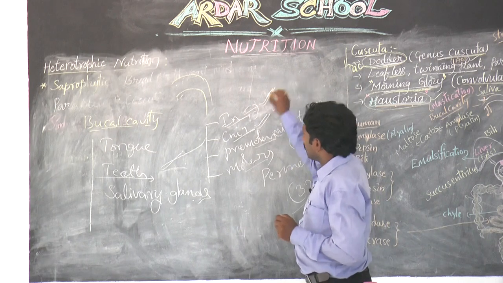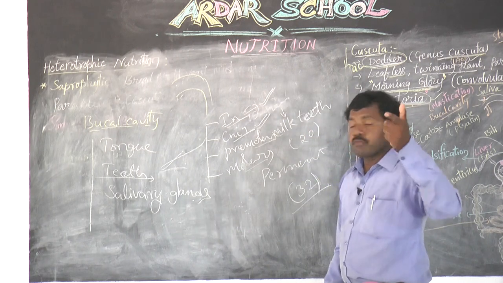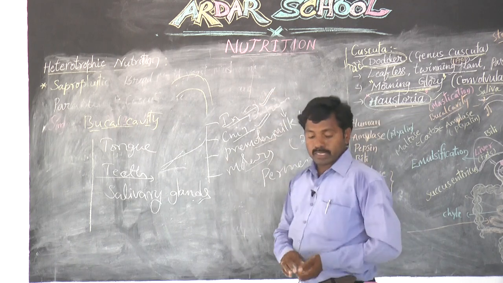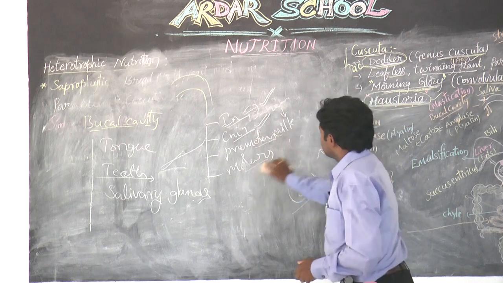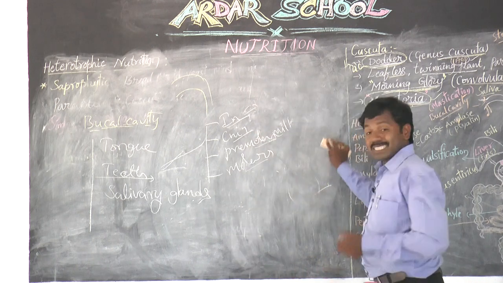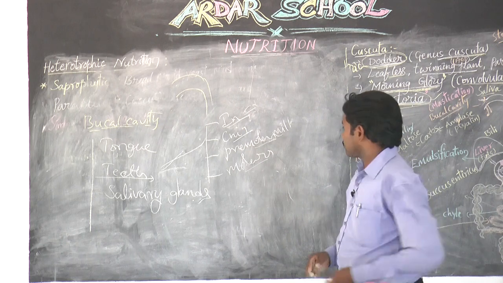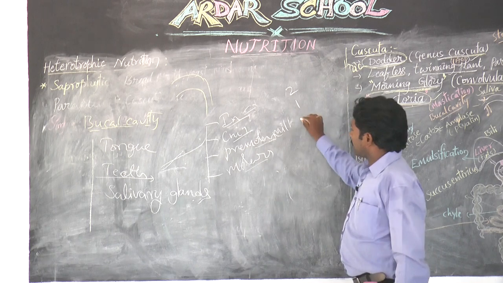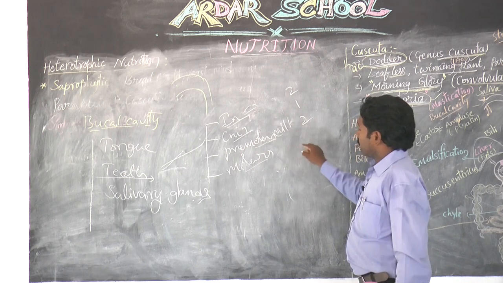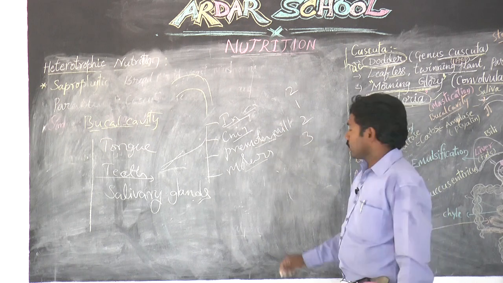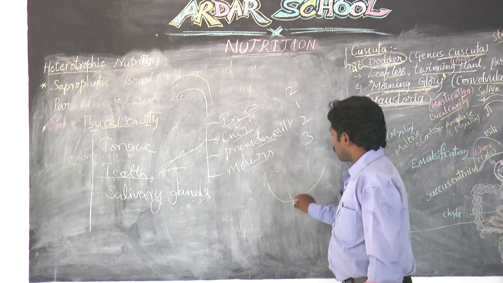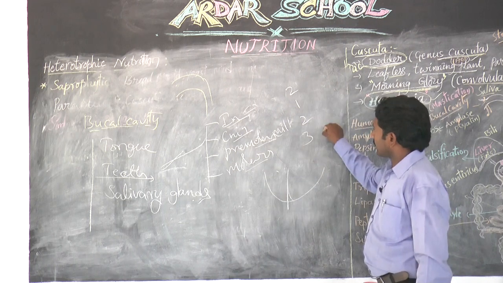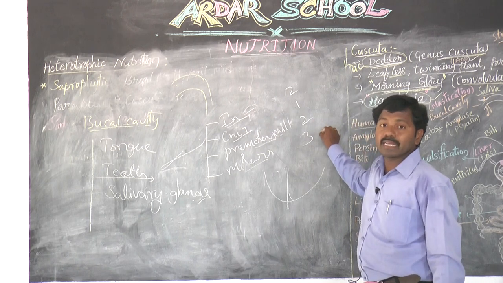It is very helpful for cutting the food materials. So these are the types of teeth. If you observe the types of teeth, take half part of the jaw: incisors 2, canine 1, premolars 2 and molars 3. If you take one part of the lower jaw, these are the types: 2, 1, 2, 3. This is the dental formula.